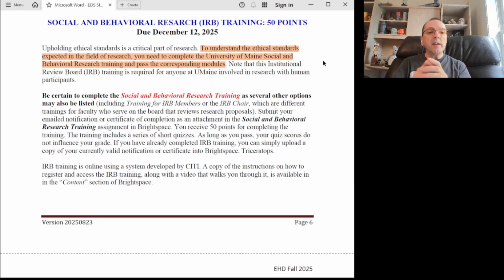It's through City, and I've got some instructions and guidance in terms of how to find it. And if you have questions, you can always ask me, of course. At the end of the training, you get a little certificate you save as a PDF, and all you need to do is upload that certificate to show me you've completed the training. 50 points, you're all done.